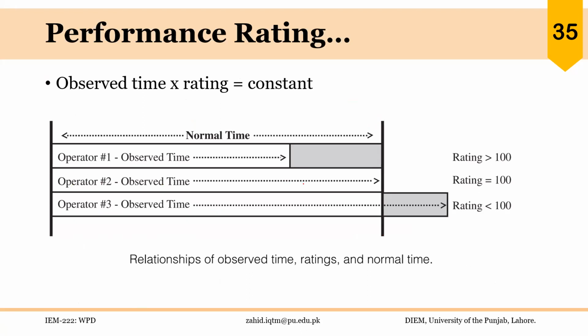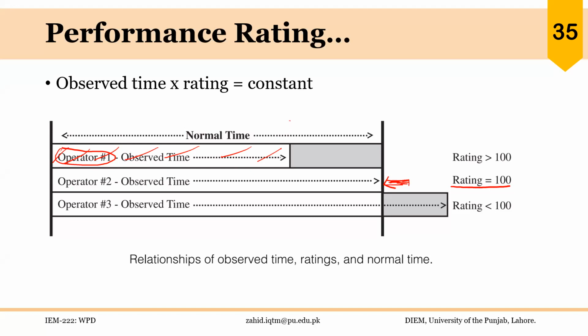For example, this is the ideal operator we are talking about, an average experienced operator having the required skills. He will have a rating of 100. Now we have operator 1 that is too fast. When we observe him, we find that he is faster than average, so he will take less time to perform the task. This is the time taken by that operator. If we set the time standard based on this operator, that will be too short a time, not achievable by an average worker.